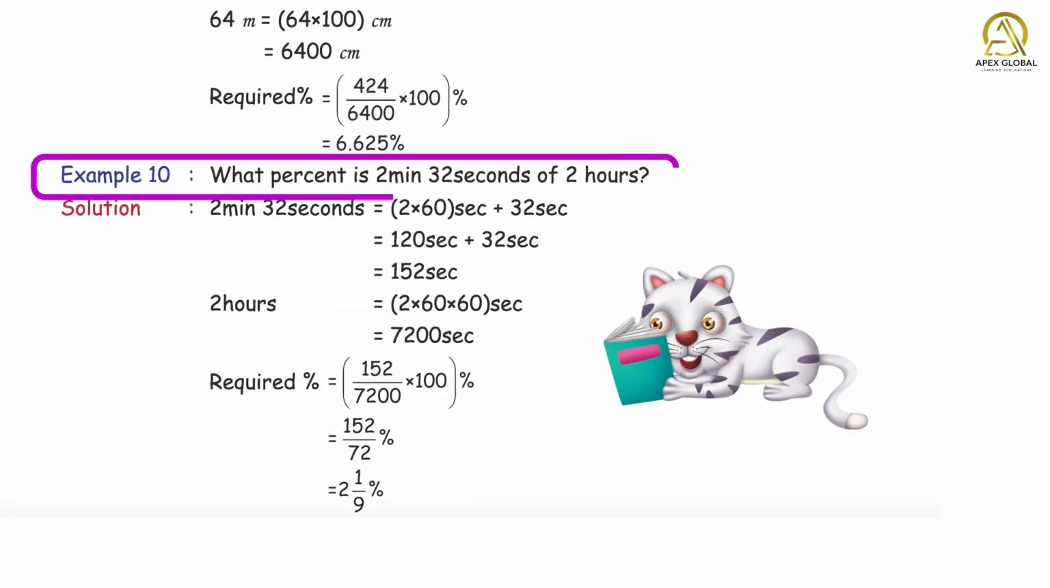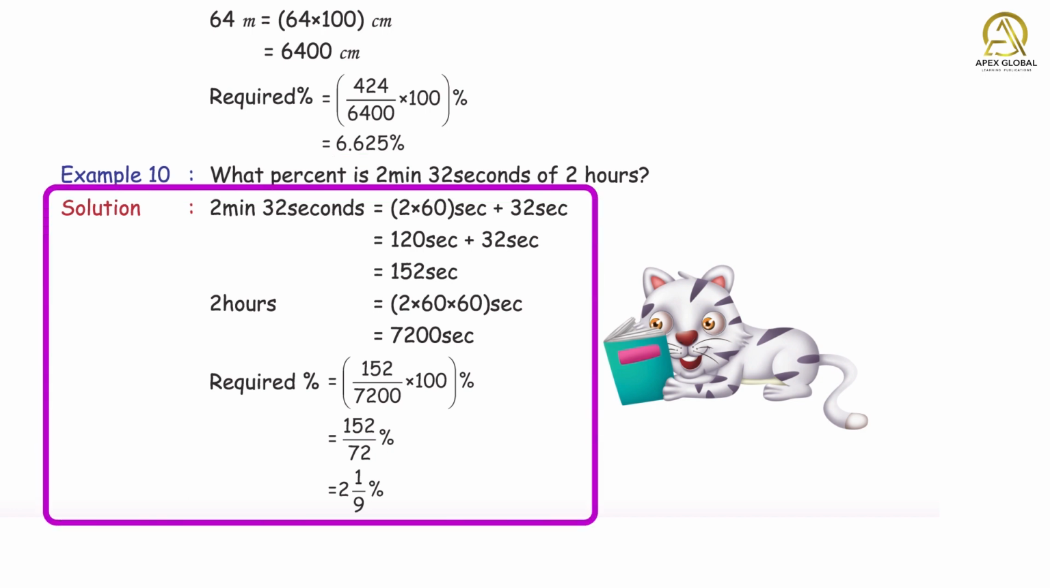6.625%. Example 10. What percentage is 2 minutes 32 seconds of 2 hours? Solution. 2 minutes 32 seconds is 2 into 60 seconds plus 32 seconds, 120 seconds plus 32 seconds equals 152 seconds. 2 hour is equal to 2 into 60 into 60 seconds, 7200 seconds. Required percentage is 152 upon 7200 into 100% equals 152 upon 72% equals 1 upon 9%.